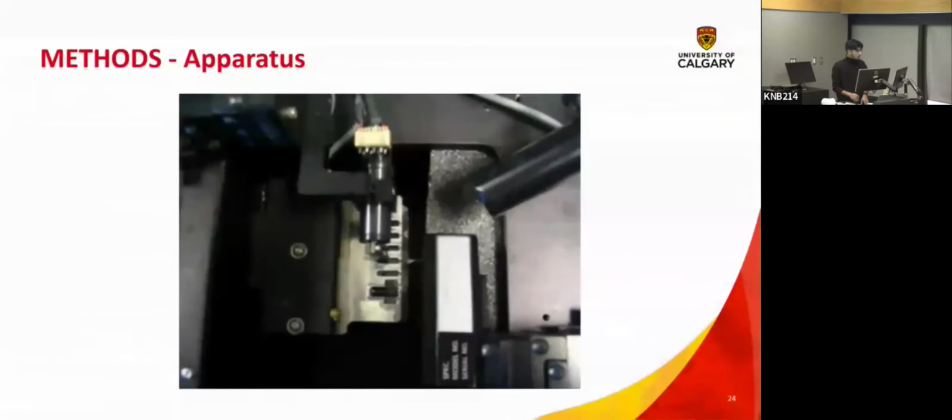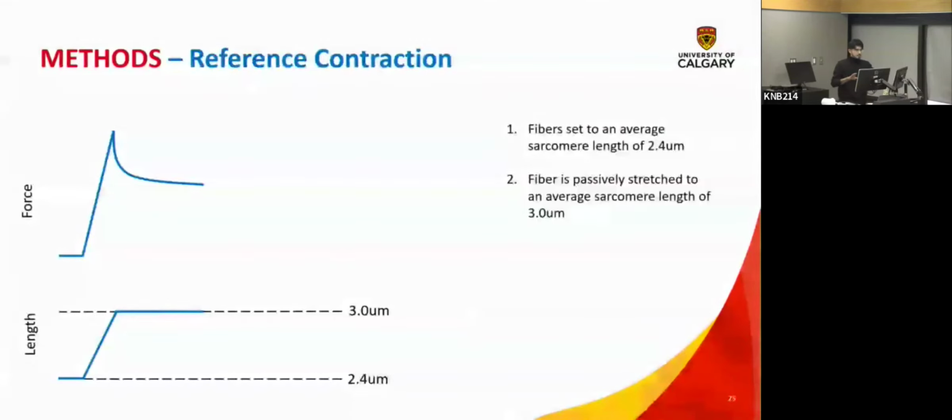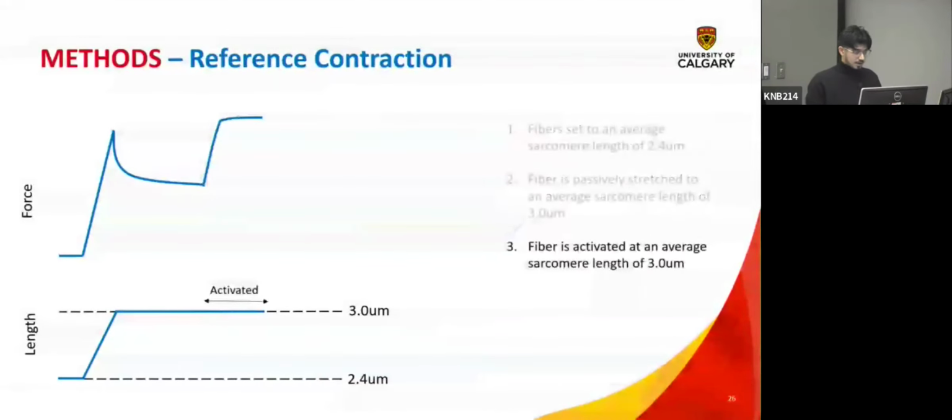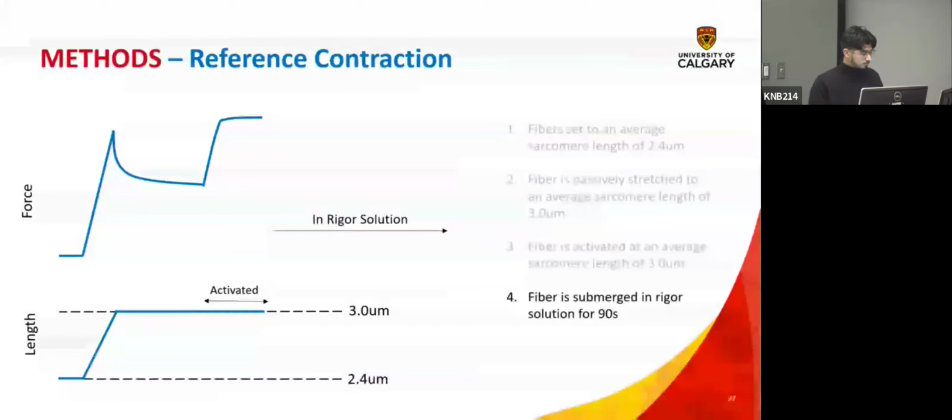Let's briefly go over the contractions and try to keep specific note of how the force changes over time, since this will help you understand what's going on when I reveal the actual results as well. So for the reference contraction, we started off with an average sarcomere length of 2.4, and we passively stretched it to 3.0 microns. At this point, we activated the fiber by putting it in an activating solution. And last but not least, we submerged it in Rigor for a grand total of 90 seconds.